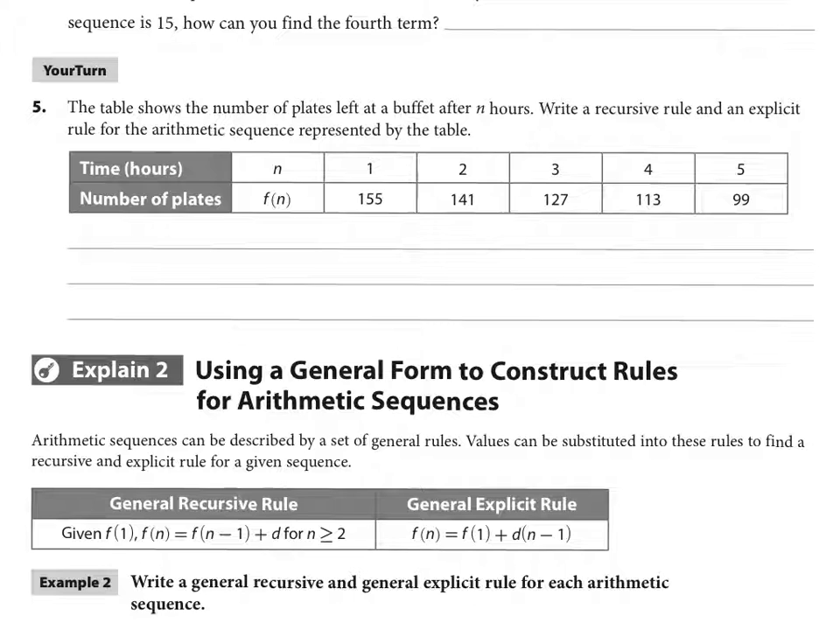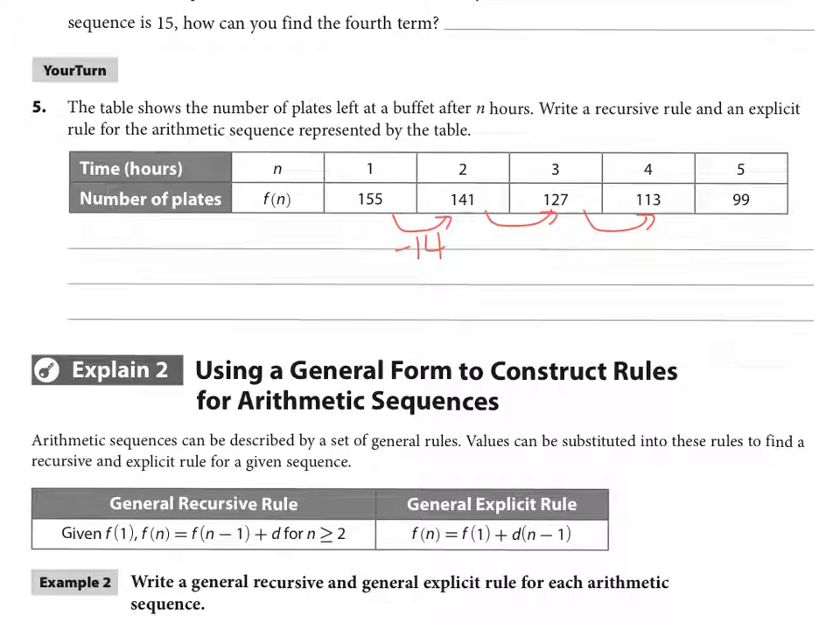So what you want to find is what is the pattern here, what is happening. So if you notice, everything here is going down. What I have to do is I have to figure out how much. So 155 to 141, I subtract 14. Now what you want to do is always check. So do 141 minus 14. Well, that gives me 127, which is the next term. So down 14, it's working every time.